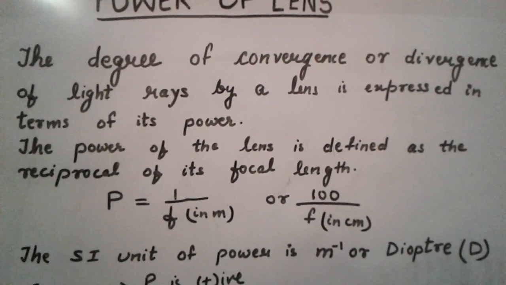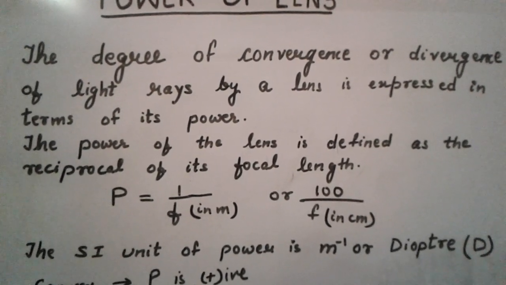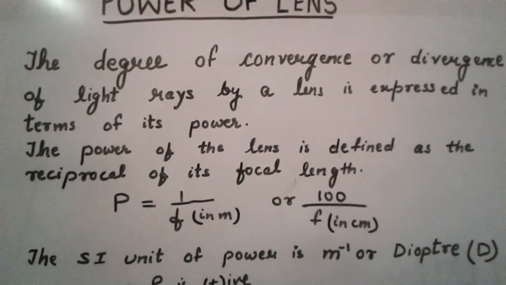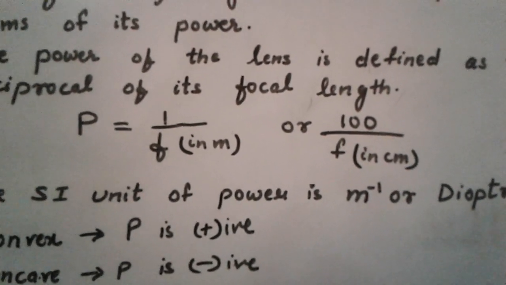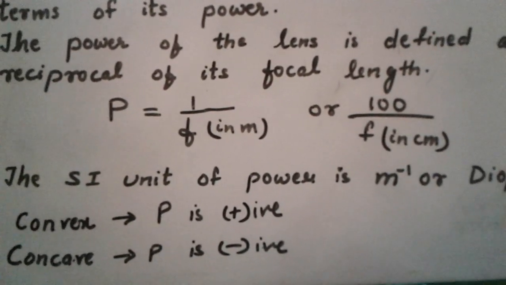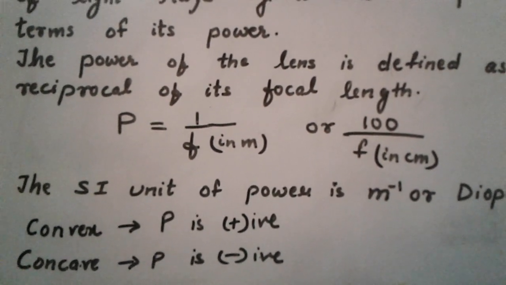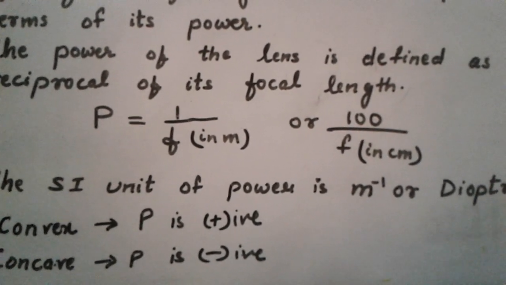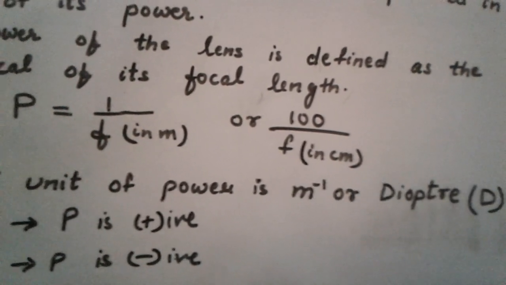The power of the lens is defined as the reciprocal of its focal length, which is given by the formula P equals 1 by F. Remember this children, maximum students make an error in this particular portion: P equals 1 by F when F is in meter, or it is equal to 100 by F when F is in centimeter. You have to keep in mind what is the unit of F given in the numerical question. The SI unit of power is meter inverse, because this is the SI unit of length, or in other terms it is also written as diopter, that is capital D.